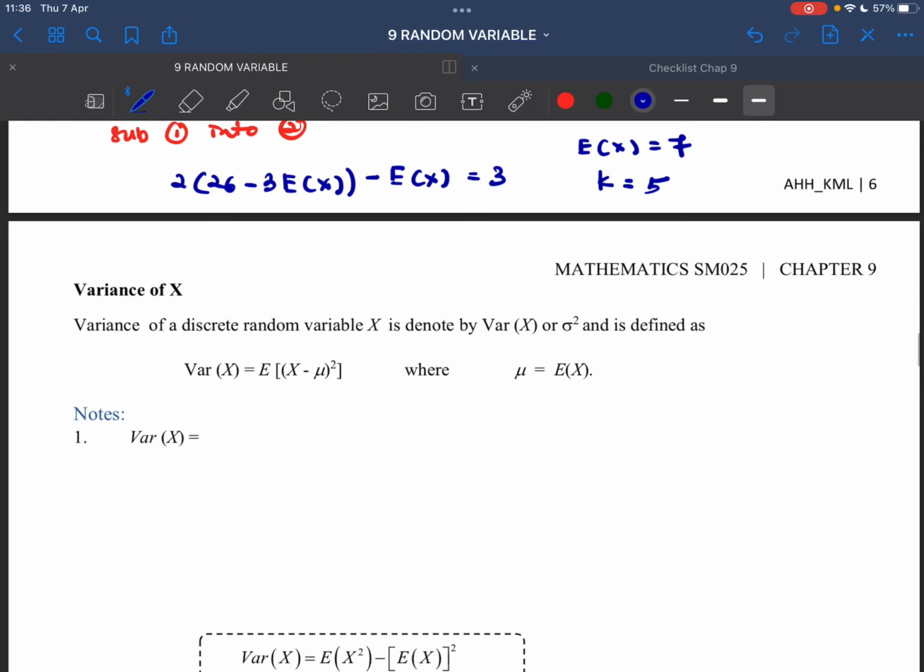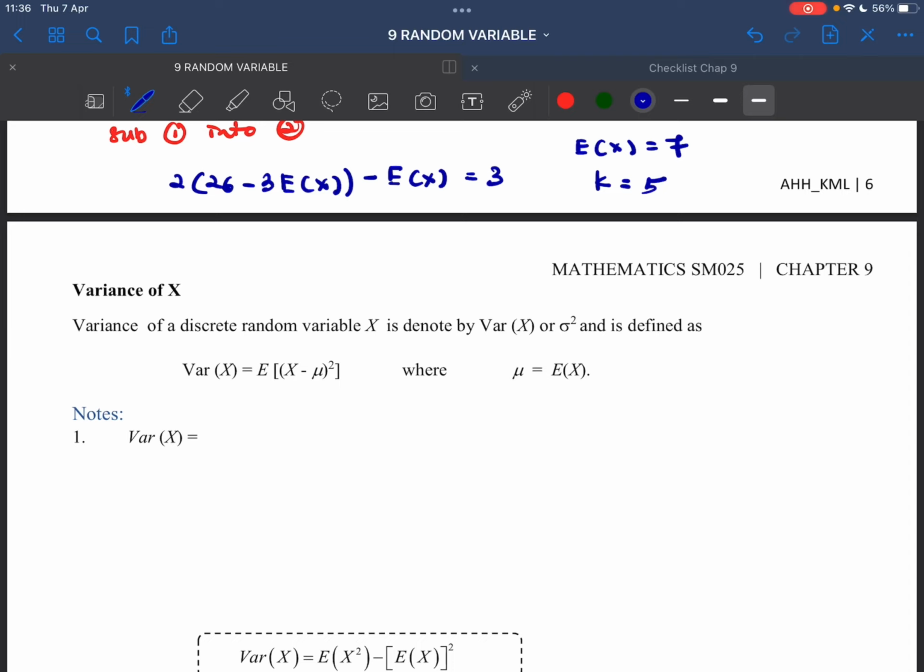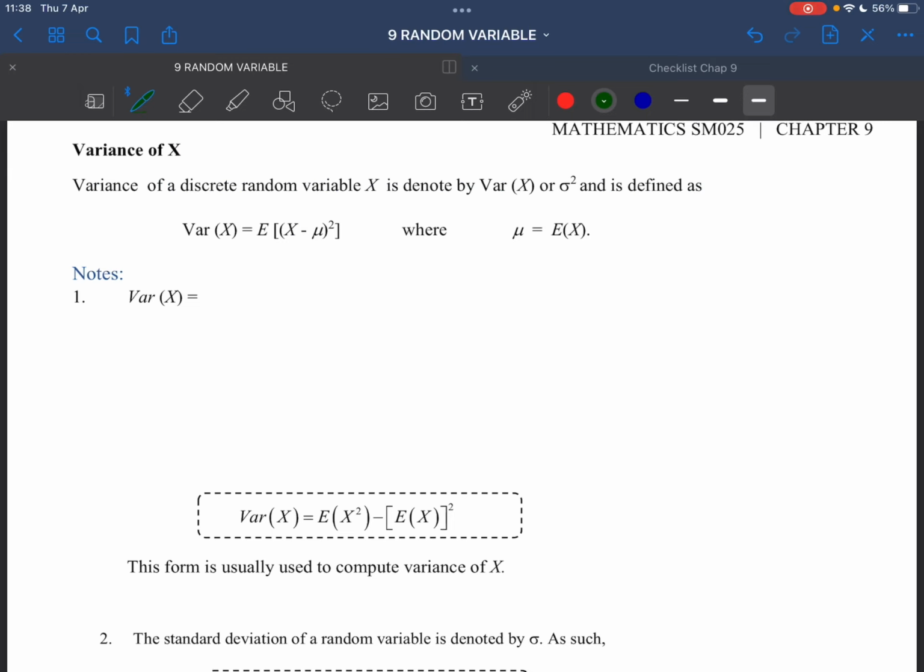So now we are going to look at the variance. The variance of a discrete random variable is denoted as Var(X), or sigma squared, which is defined as E[(X minus mu) squared], where mu here is EX. So that is actually our formula for variance, but we don't need to use that formula. We are going to write that first. We have (X minus mu), we know that mu is EX, squared. That is the definition of variance of X, but we don't want to use this formula. We are going to simplify.